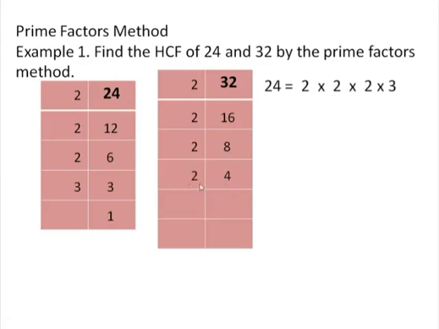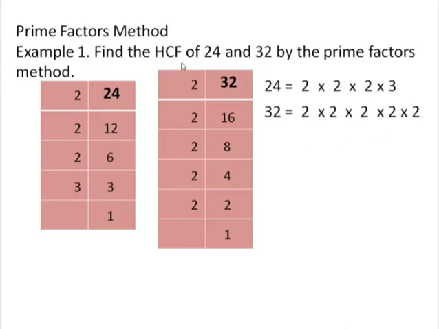Now again the prime factor will be 2. 2 2s are 4. Now 2 is a prime number. So 2 1s are 2. Now write 32 as the product of prime factors. 32 is 2 multiplied 5 times.